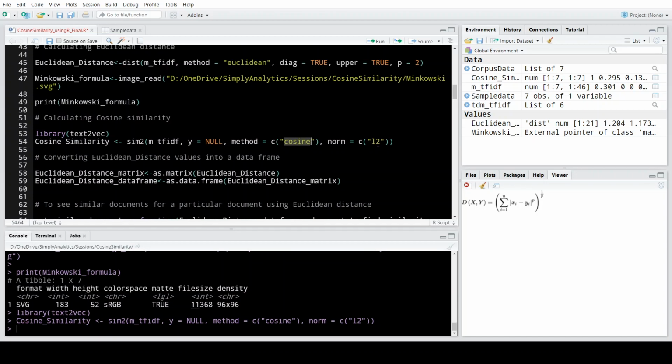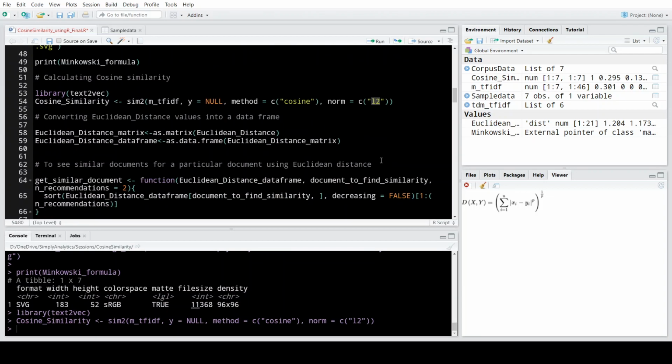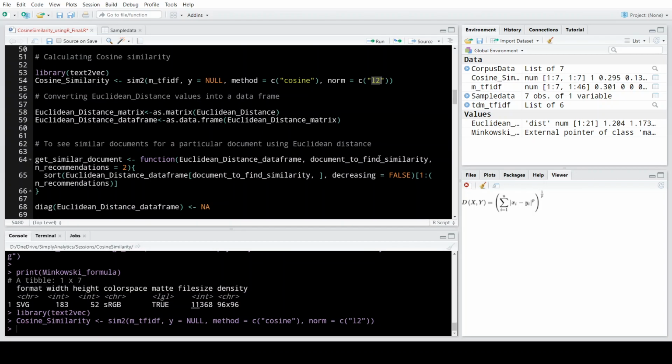At the end, we are having the norm as L2, indicating we are normalizing the matrix, that is converting the matrix values to unit vectors so that our only focus is on orientation, that is angle. We also have other norms like L1, but L2 is the norm that is more used in Euclidean space.